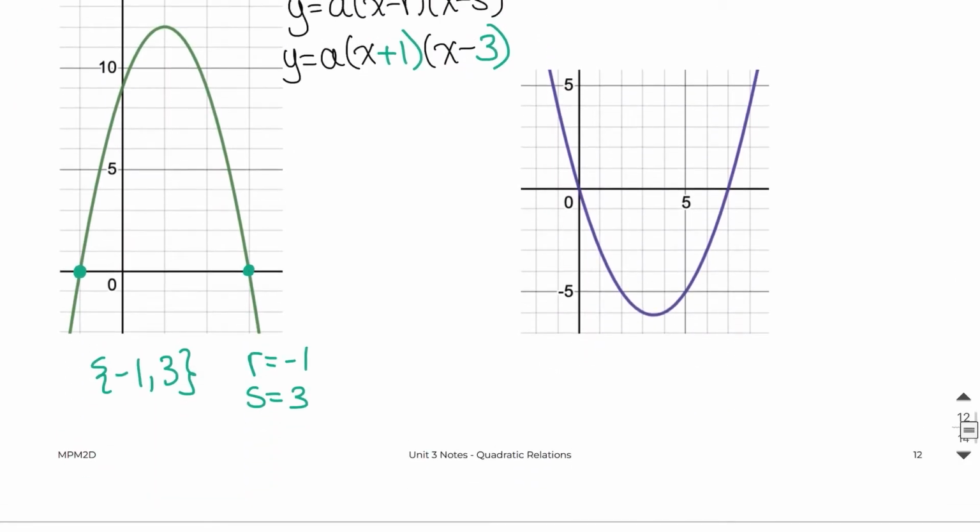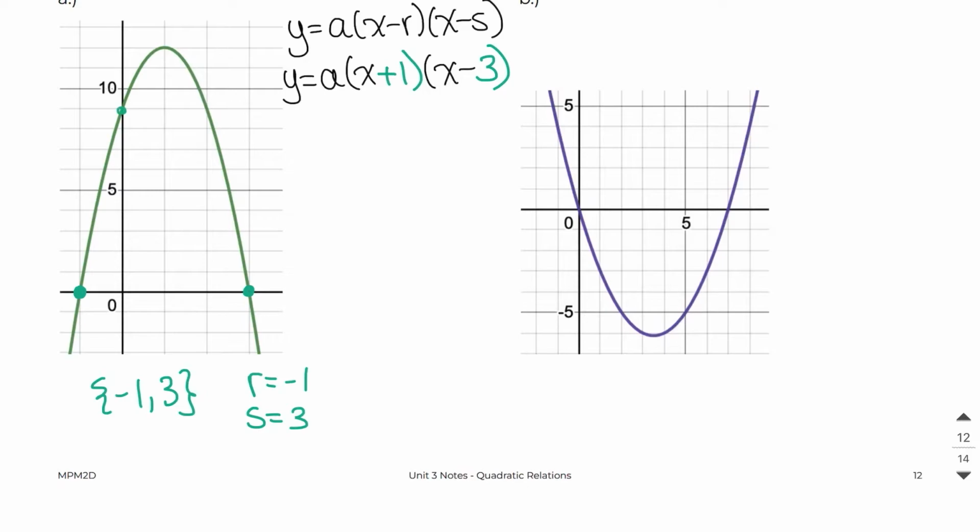And I can't use the root here because I've already used the roots here. So I can use the y-intercept, I can use the vertex, I can use just a random point. It does not matter. So I'm going to use just the y-intercept because the x value is 0, and that makes things nice and easy for me.